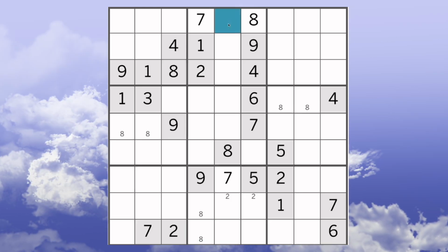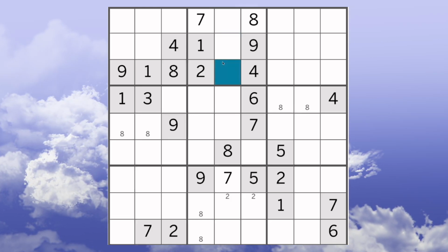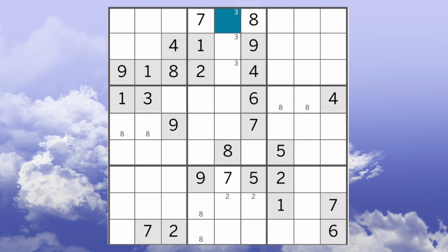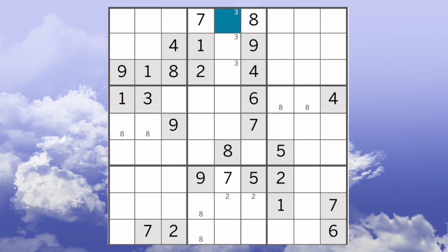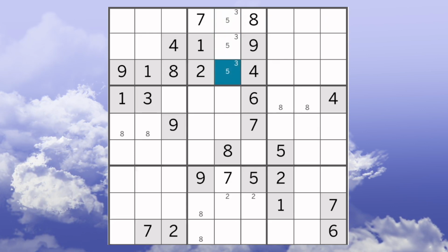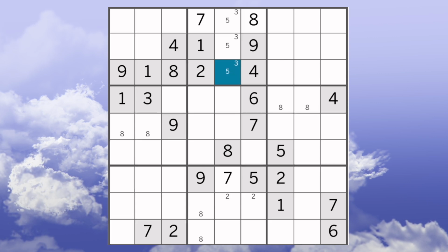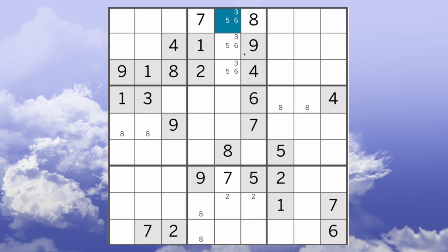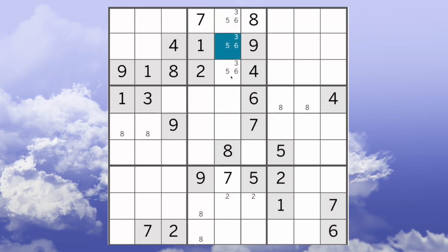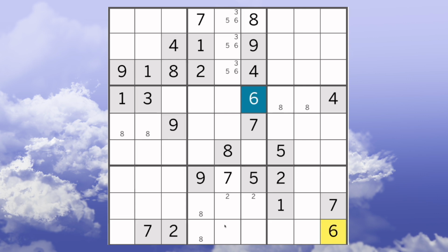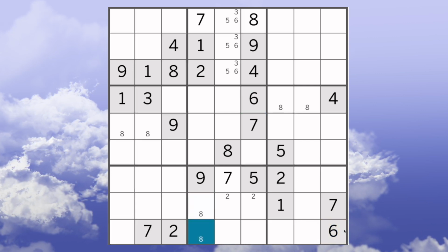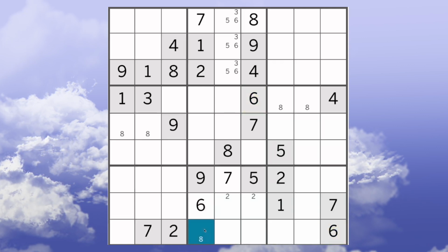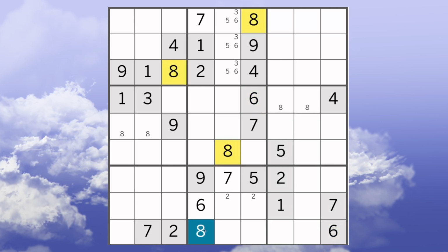Alright, so let's fill in these 3. So it's gotta be a 3, 5, or 6. Six is in the middle here and there. It's got to be on this side, but we have a 6 on the bottom, so it can't be there. So 6 has to be there, which leaves the 8 there.